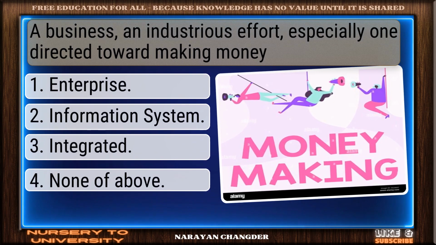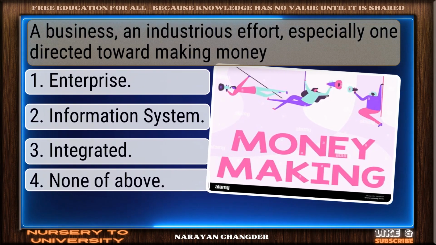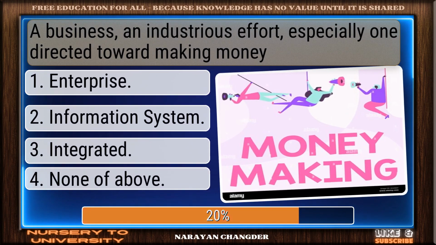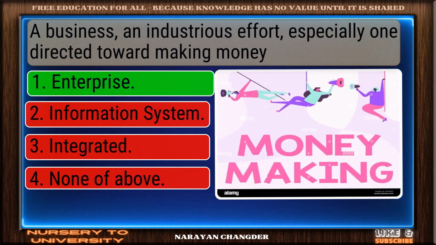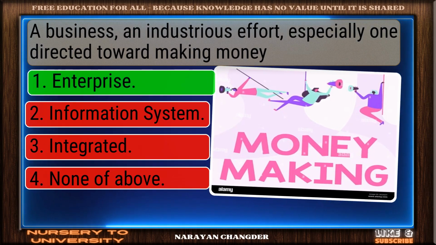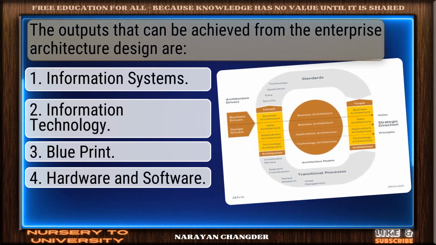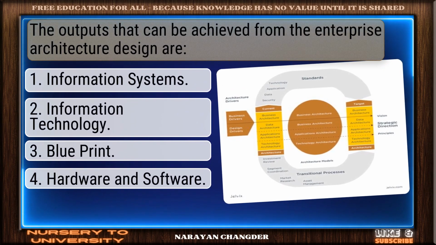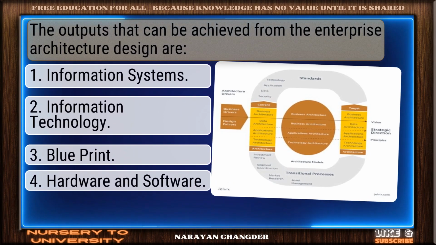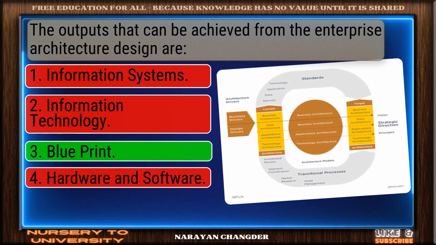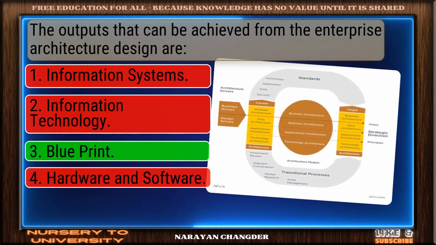Question number 9. A business, an industrious effort, especially one directed toward making money. Right choice. Enterprise is the best answer. Question number 10. The outputs that can be achieved from the enterprise architecture design are: Strong choice. Blueprint is the right answer.